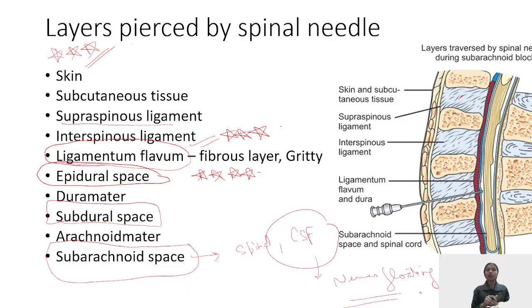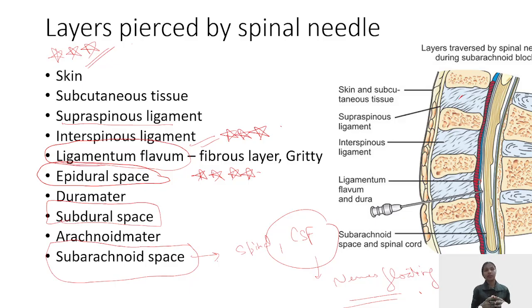But what is helpful is that because things happen slowly, all the systemic effects and hemodynamic changes, which were very fast with spinal anesthesia, will be slower and graded when we use epidural anesthesia. I hope this is very clear.